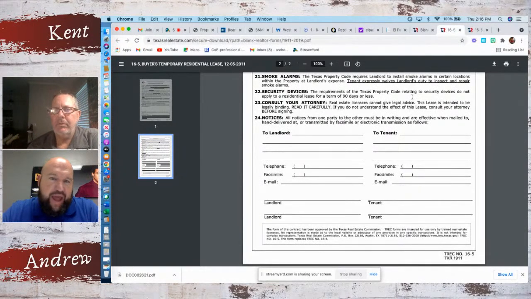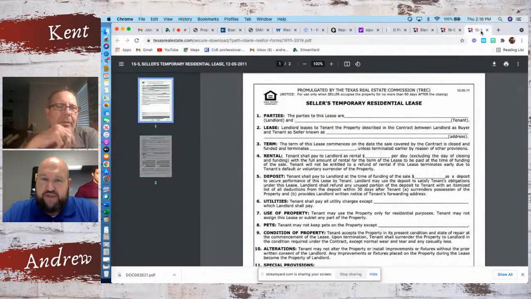So I hope you guys have understood the fears that go into the effect with this form and what can be done. We're going to go through the seller's temporary residential lease before we leave this one, I want to say something.